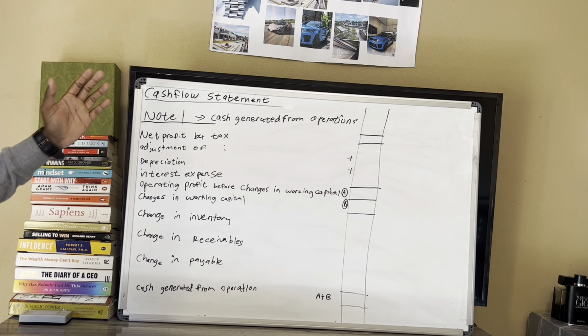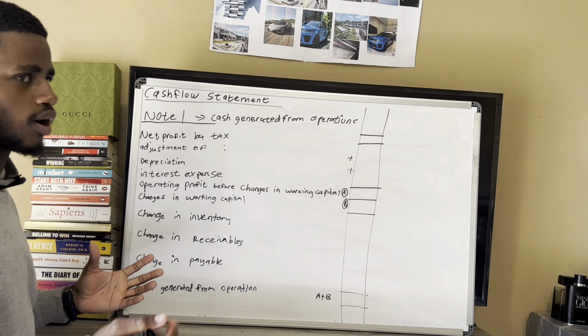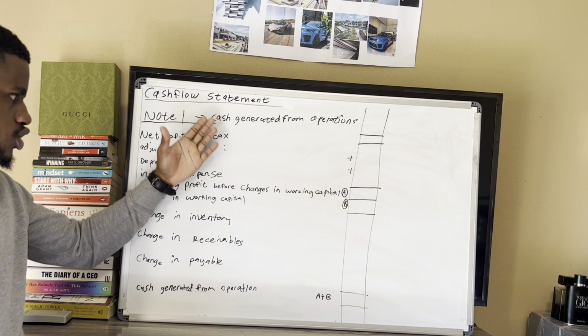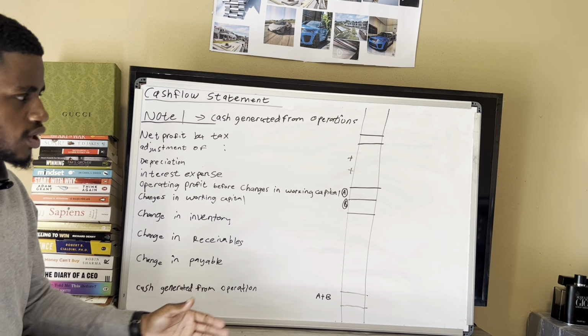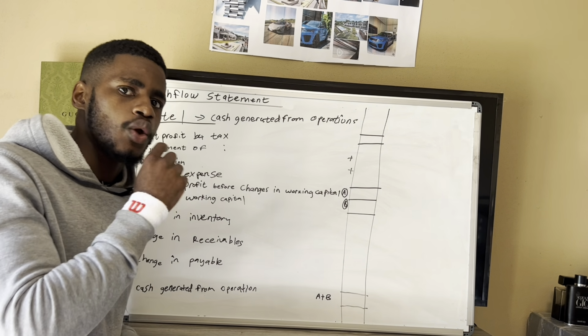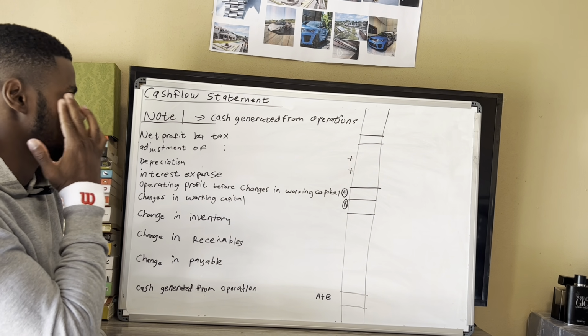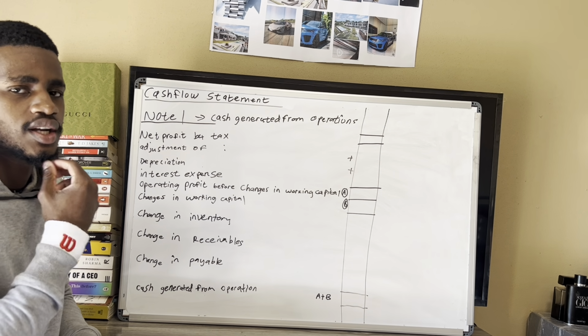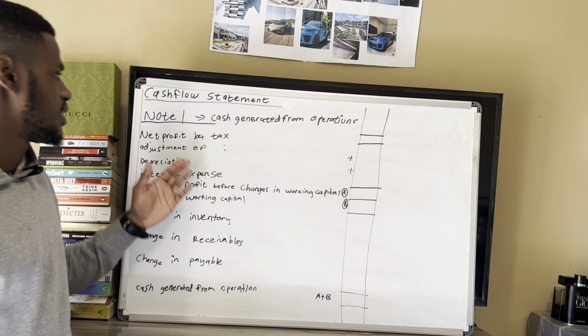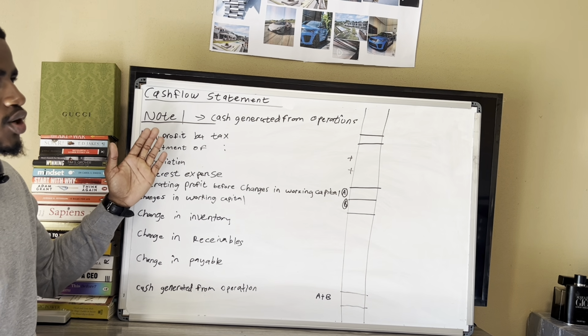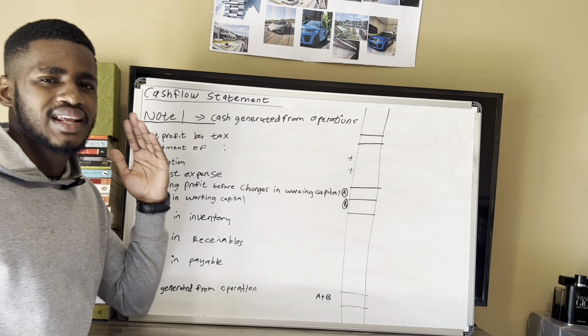Because of time, I want to make this not too long a video. I just gave you guys the structure here. You have to know the structure of the first note. Note number 1 is something like this. We want to know the cash that is generated from operations. It starts like this. This is a structure you can memorize in about 3 minutes.